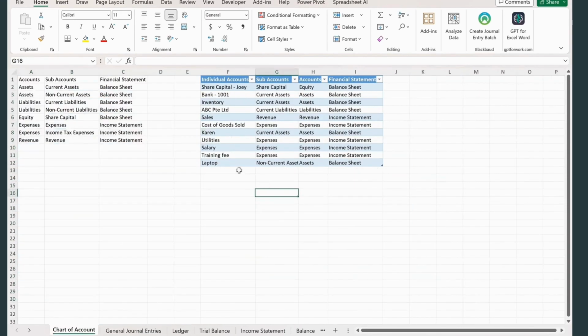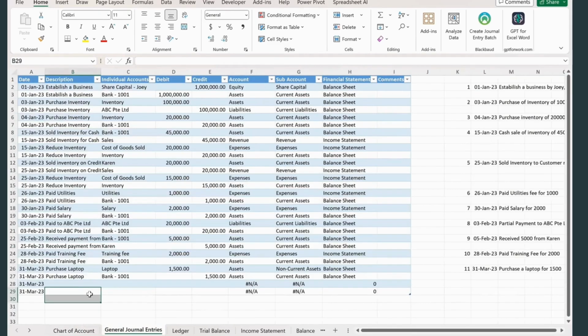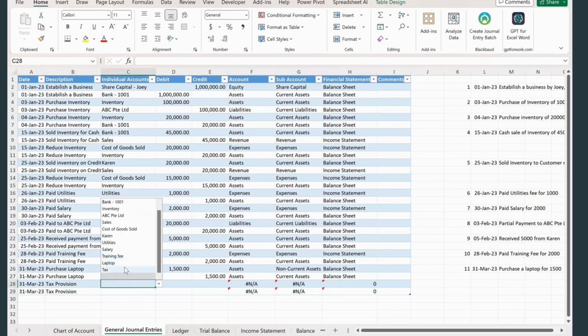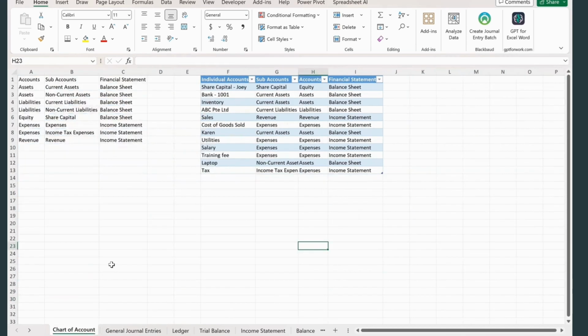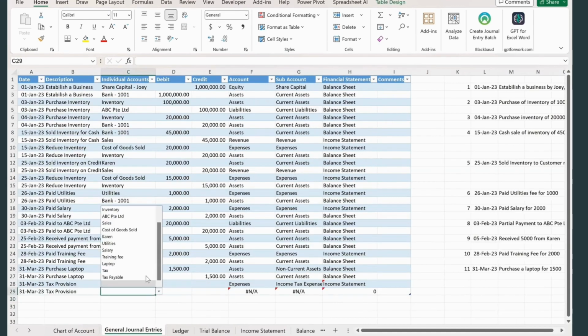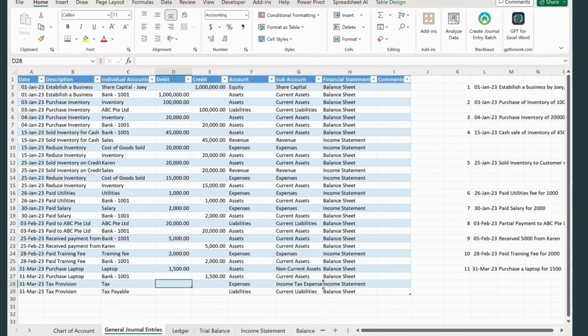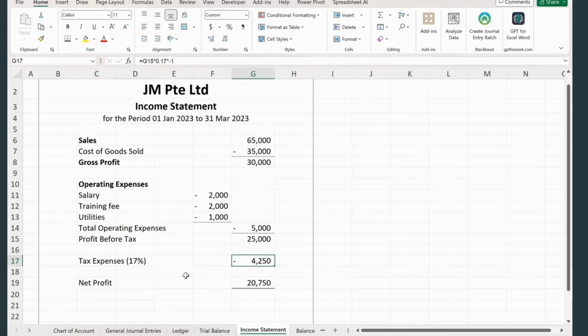Here we add our last transactions. Tax, income tax expenses. Tax provision. This is our tax account we created. This is current liability. Payment payable to government. This is 4250.